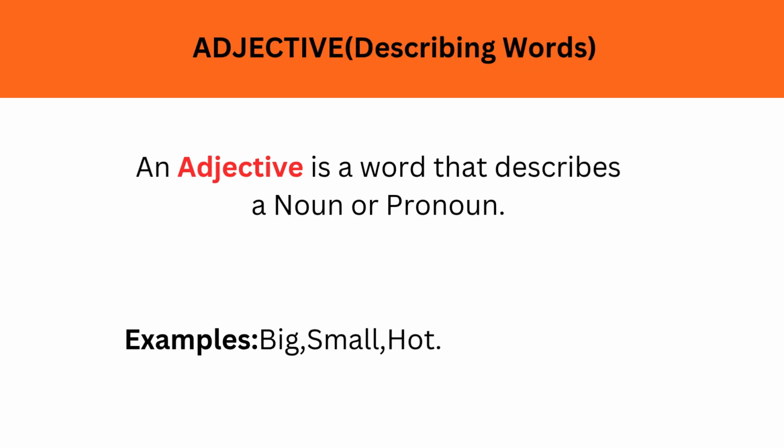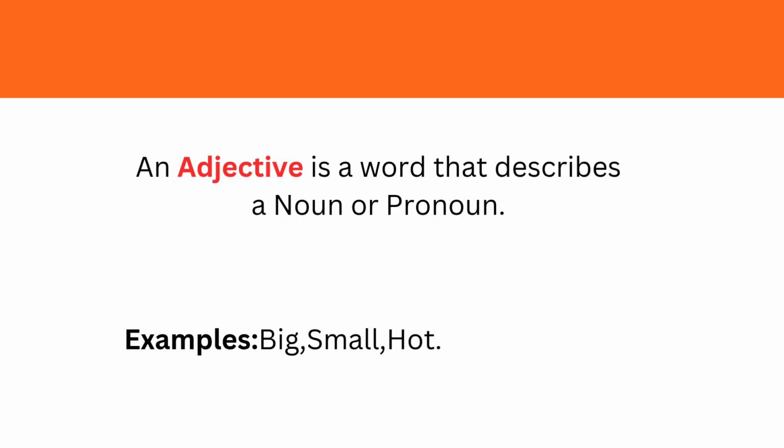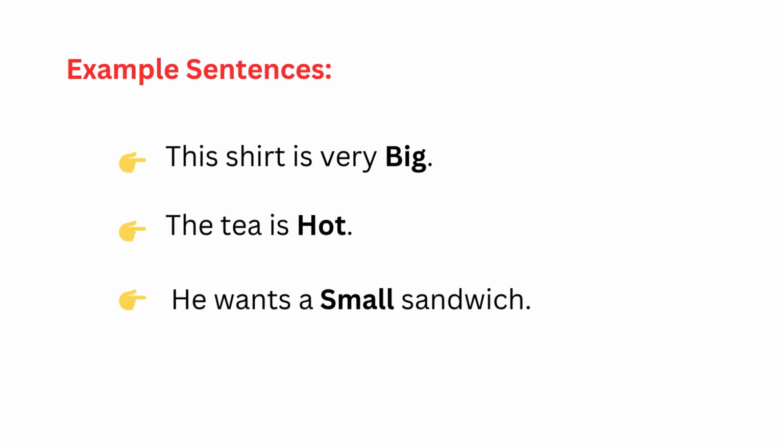Adjective. Describing words. An adjective is a word that describes a noun or pronoun. Examples are big, small, hot. Example sentences: This shirt is very big. The tea is hot. He wants a small sandwich.